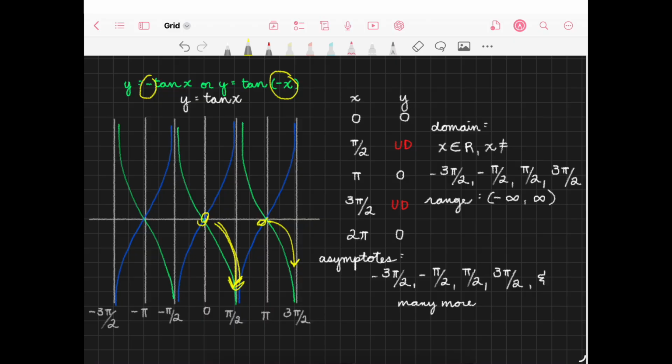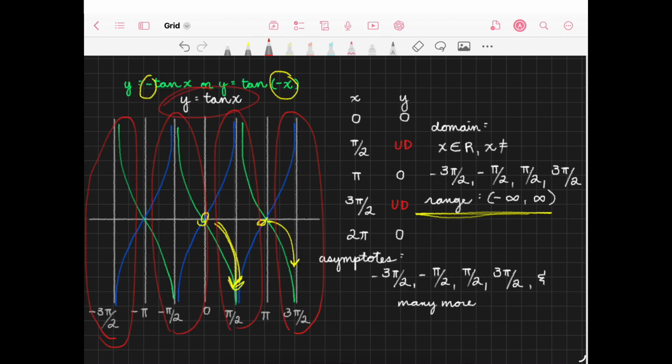And we can say that our range would be equal to -infinity to infinity because there's no maximum and minimum value for the graph. And for our domain, we can say that the domain is all real numbers except for the asymptotes, which include 3 pi over 2, pi over 2, -pi over 2, and -3 pi over 2. But since y equals tangent x is a continuous function, there are many more asymptotes. Actually, there are an infinite number of asymptotes to this equation.